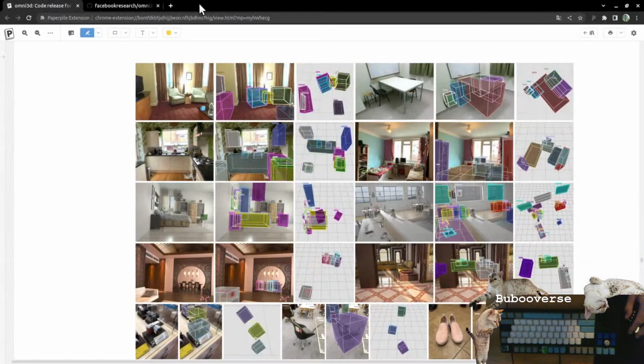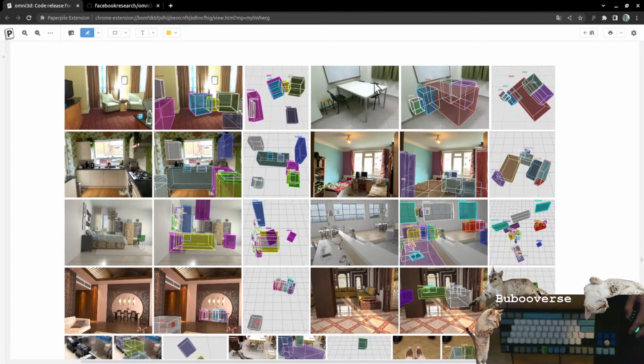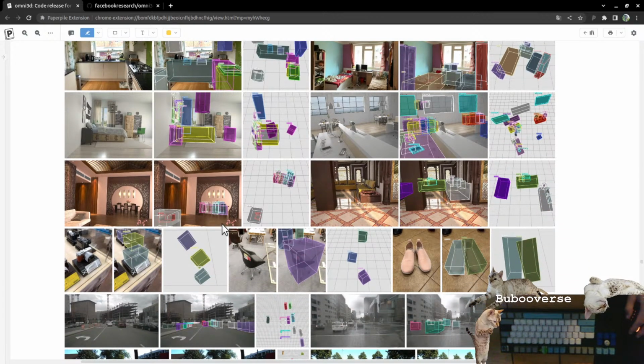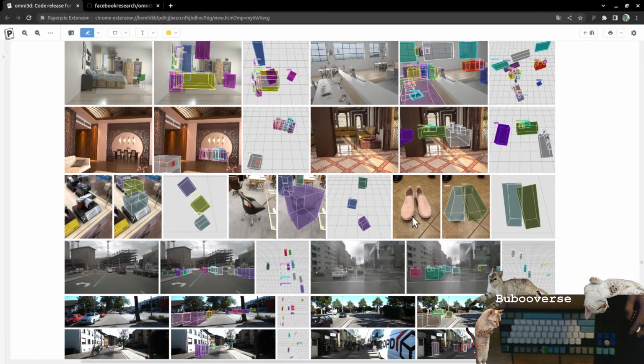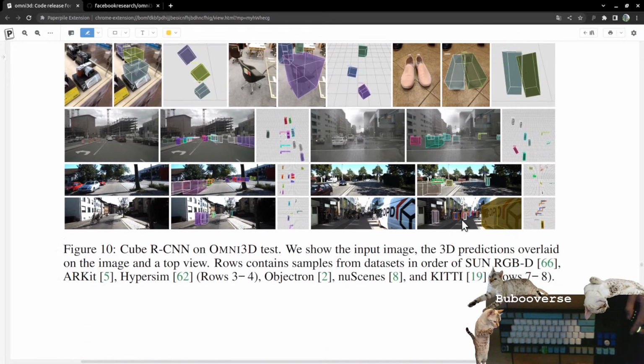Some qualitative examples here. Let's make it a little bit bigger. We have a house, or this kind of indoor kind of office scenes. We have some nice work here, right? Table's pretty spot on. The chairs are spot on. It even gets this chair in the back here, even though all you see is this top and the legs underneath. Chairs, couches, shoes. Pretty good bounding boxes for these shoes.